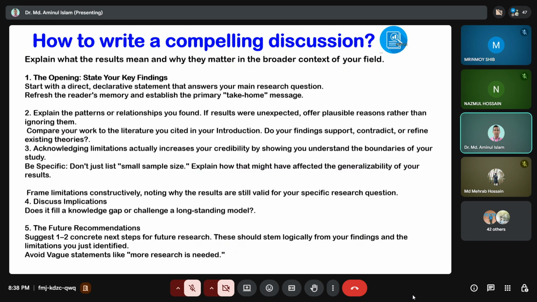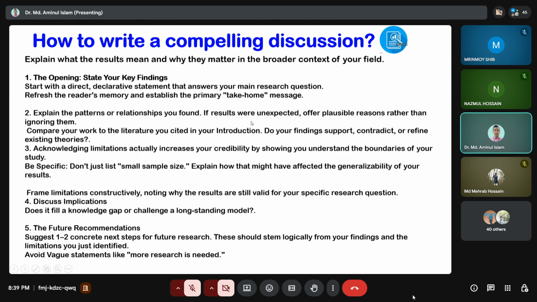Then comes how to write a compelling discussion. Well, although this is one of the most difficult topics for young researchers, you need to take help from experts in writing discussion. So primarily, you can explain what the results mean, why they matter in the broader context of your field. So initially, state your key findings, what you have found, and explain the patterns or relationships you found.